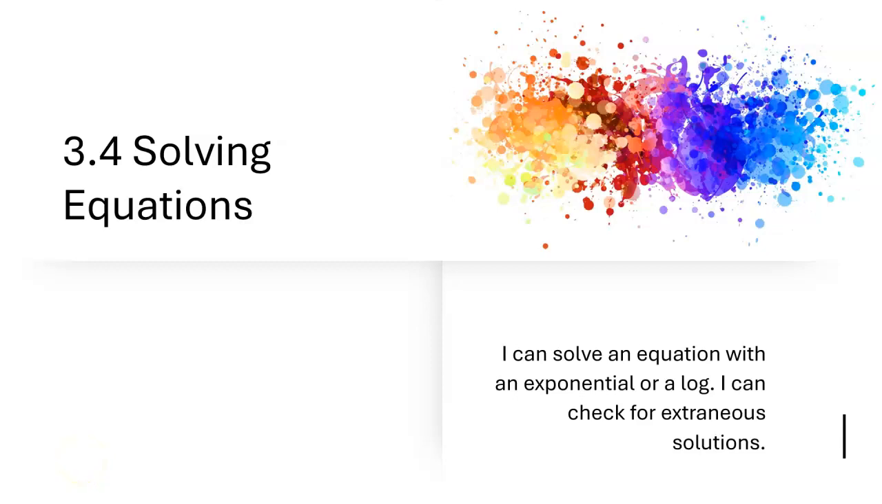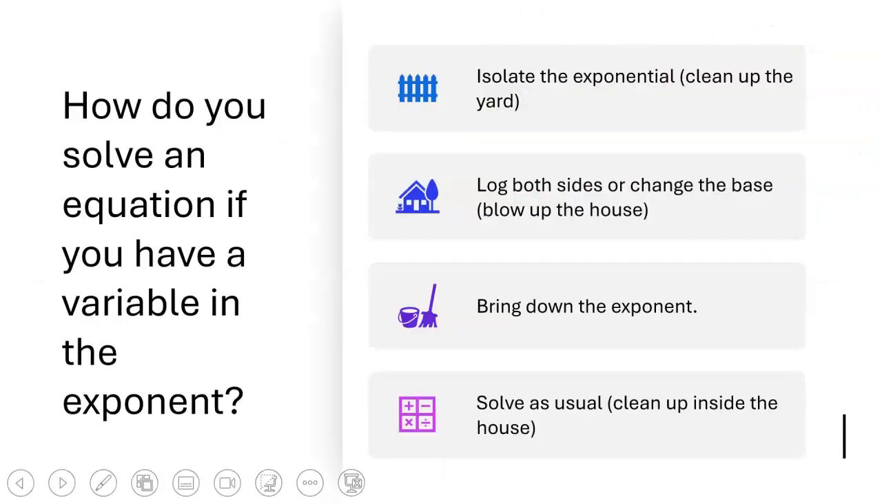This section is about taking advantage of the fact that logs and exponentials are opposites of each other to solve equations. So when you're solving an equation, if you have a variable in the exponent, the first thing you want to do is isolate the exponential part. So get rid of everything that's not the exponential. I call this cleaning up the yard. You're trying to get that exponential function all by itself.